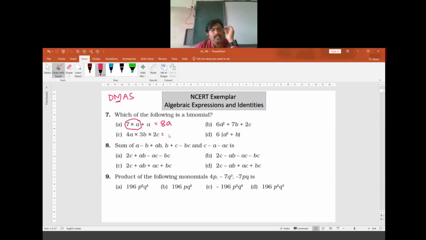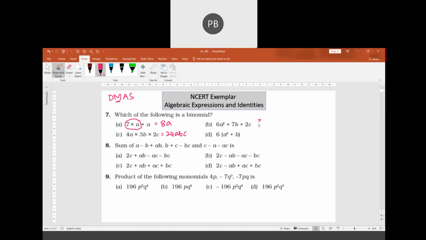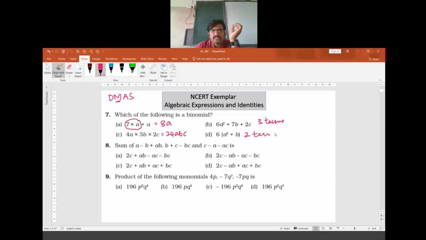This will be 24 ABC. In this it is having 3 terms, trinomial. In this it is having 2 terms, binomial. And D is the right answer. Option D is the right answer.